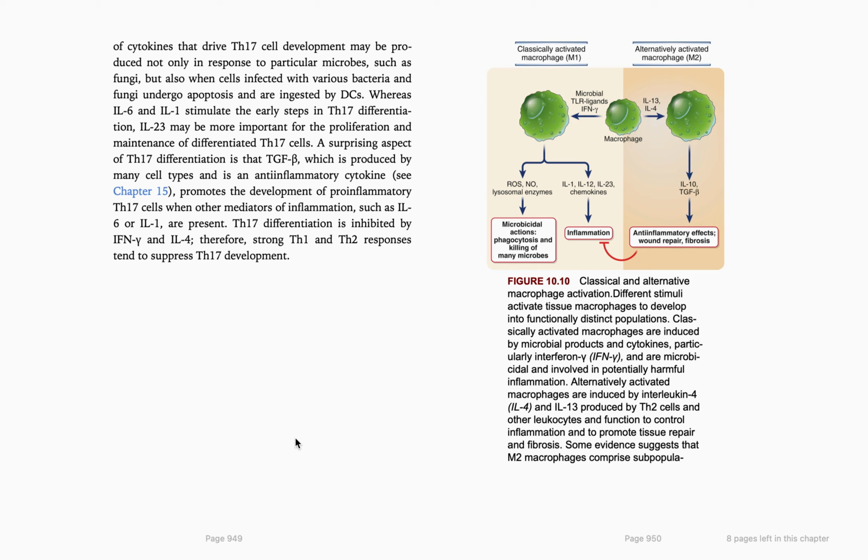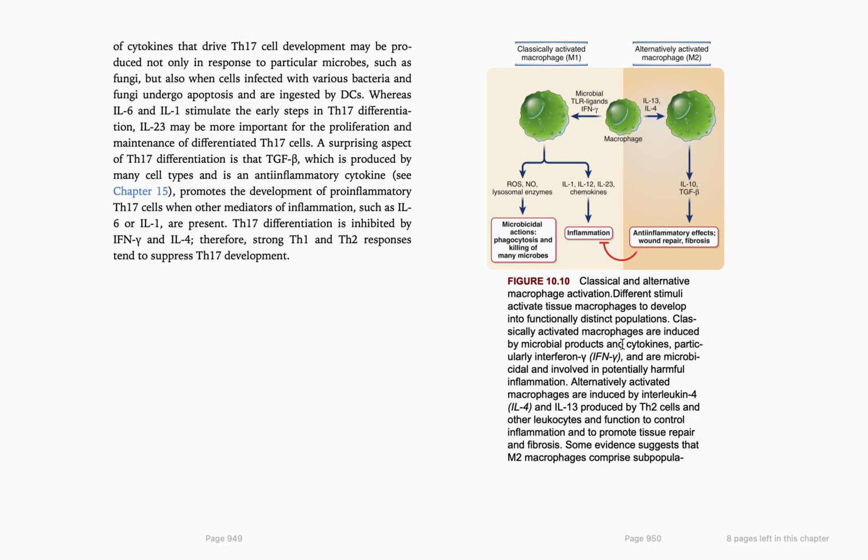So see the figure, classical and alternative macrophage activation. This was for the other one. Please, we are talking of macrophages here, though we are talking of T helper 17. Let us pass through this diagram a little bit. So we have classical and alternative macrophage activation. Different stimuli activate tissue macrophages to develop into functionally distinct populations.